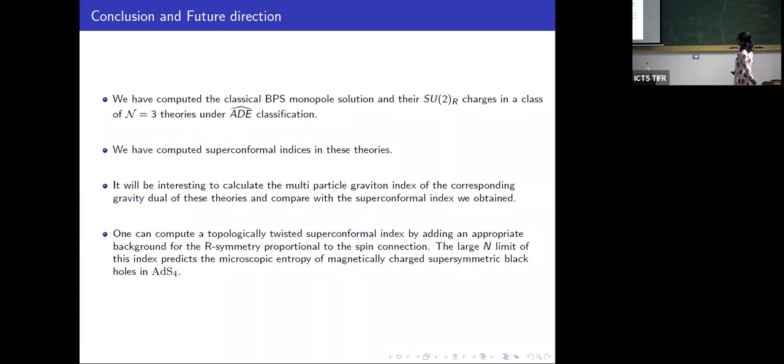This calculation has been done for ABJM theory by Benini, Zaffaroni, and collaborators. And one can see if that can be generalized to our case.